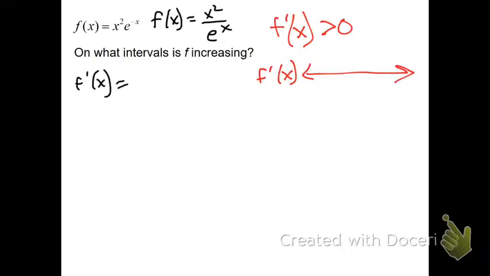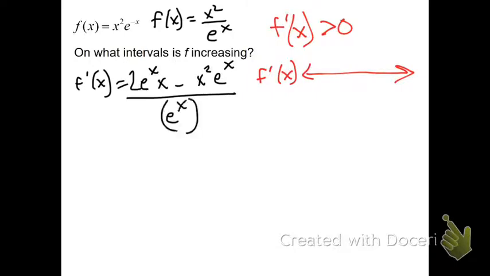Now the derivative is a quotient rule. Low, d high, high, d low, draw the line and square below. Low, e to the x. D high is 2x, so I'll put the 2 here and the x here, minus high, x squared, d low, e to the x. Draw the line and square below, e to the x squared.